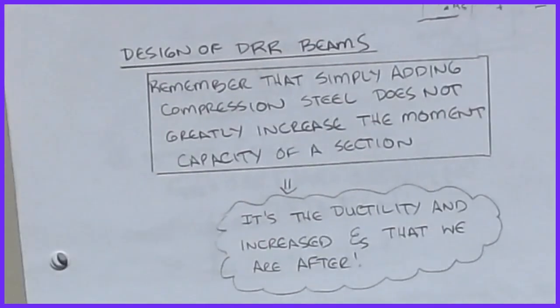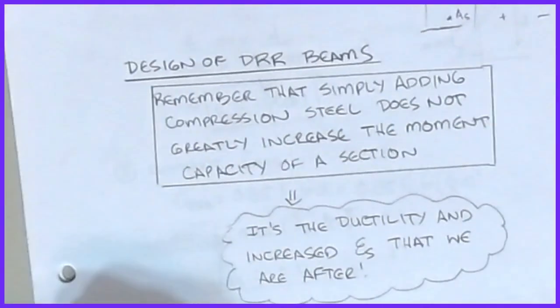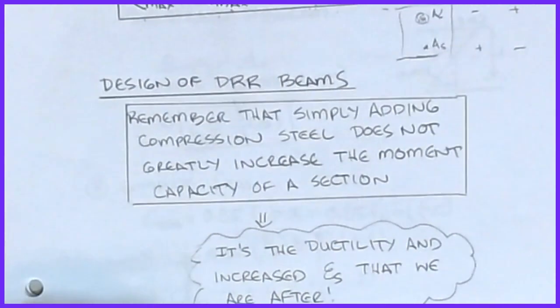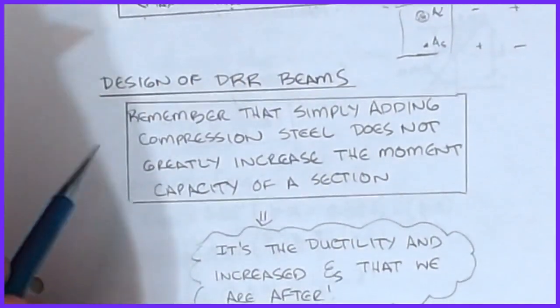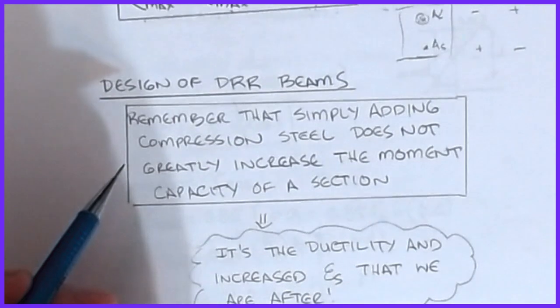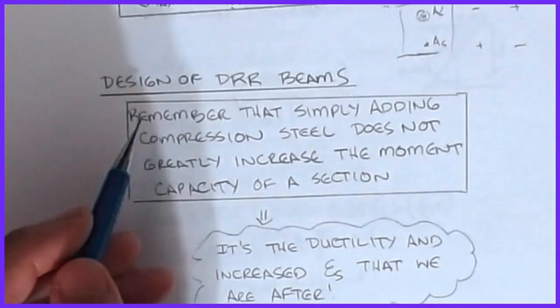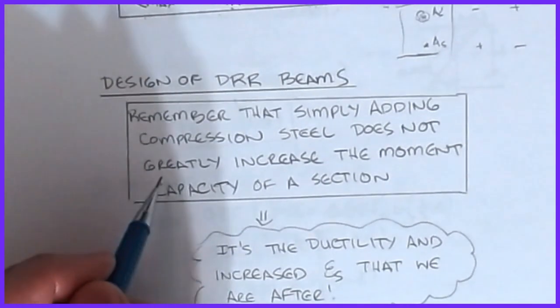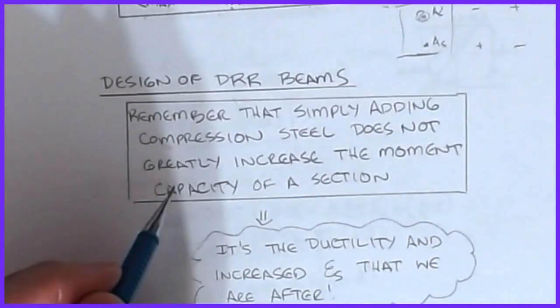Okay, all right, so hopefully that expands a little bit more on the effect of our compressive reinforcement. Now, when we get to the design of doubly reinforced (DRR) beams, the main thought to remember is that simply adding compression steel does not greatly increase the moment capacity of a section.